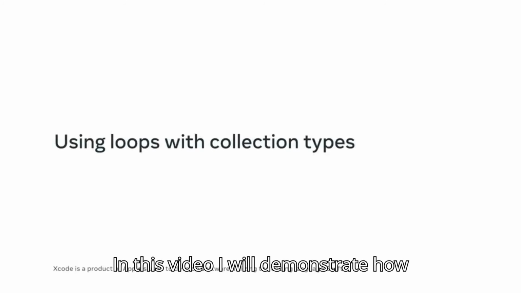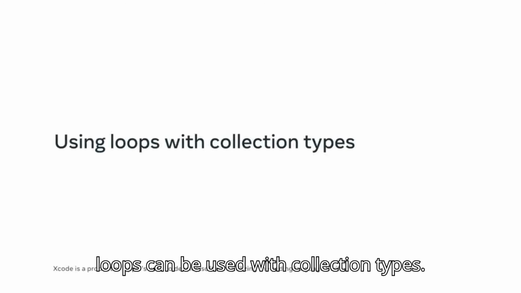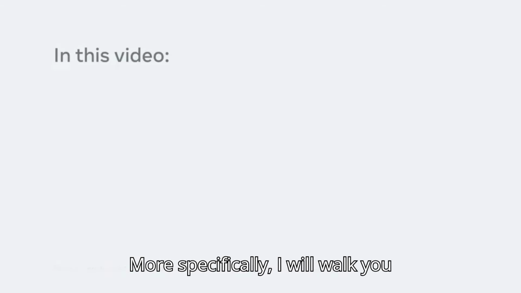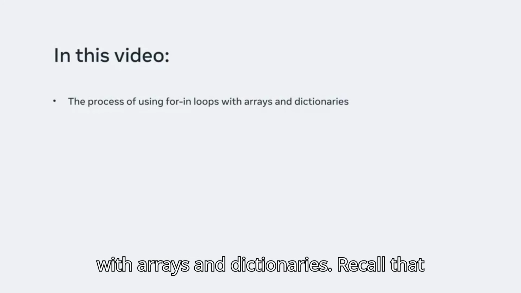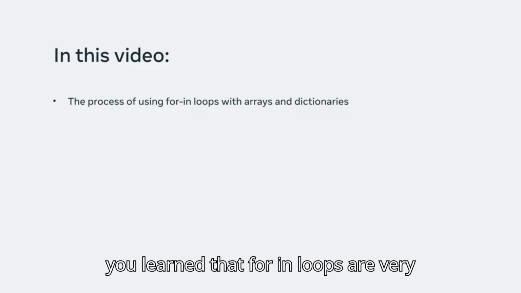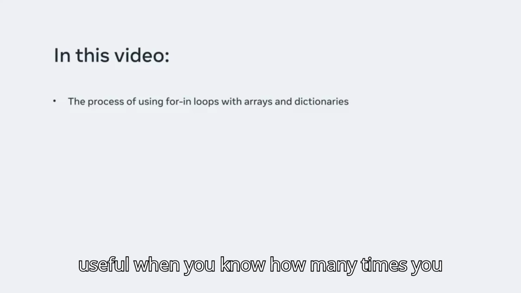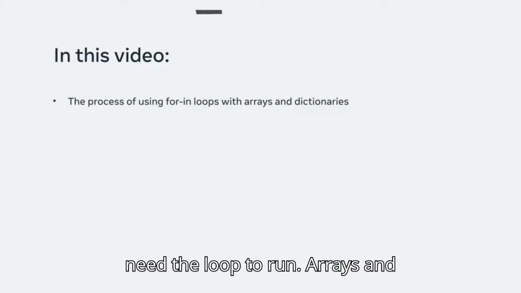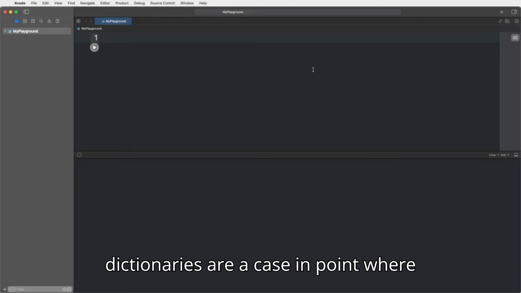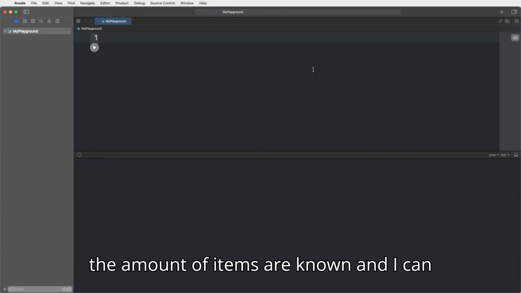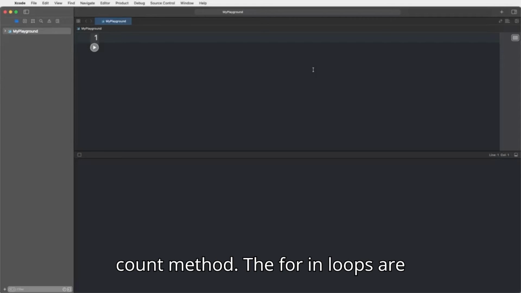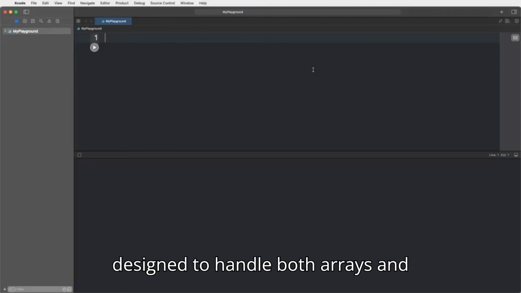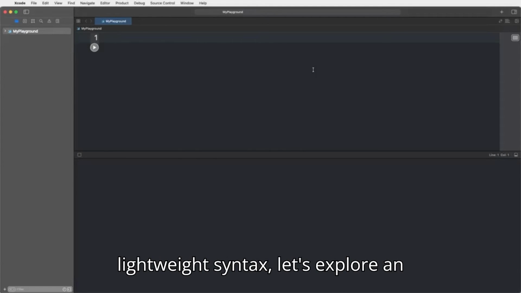In this video, I will demonstrate how loops can be used with collection types. More specifically, I will walk you through the process of using for-in loops with arrays and dictionaries. Recall that you learned that for-in loops are very useful when you know how many times you need the loop to run. Arrays and dictionaries are a case in point, where the amount of items are known, and I can find out how many there are using the count method. The for-in loops are designed to handle both arrays and dictionaries in Swift using a lightweight syntax.